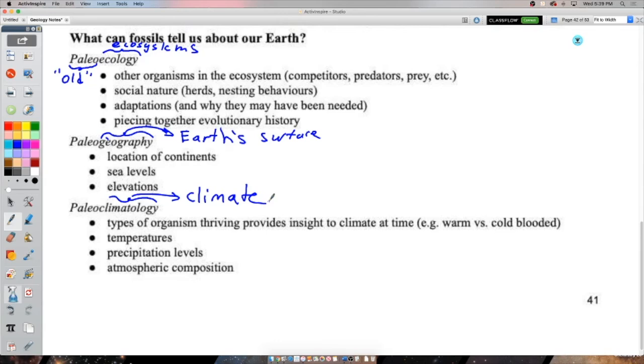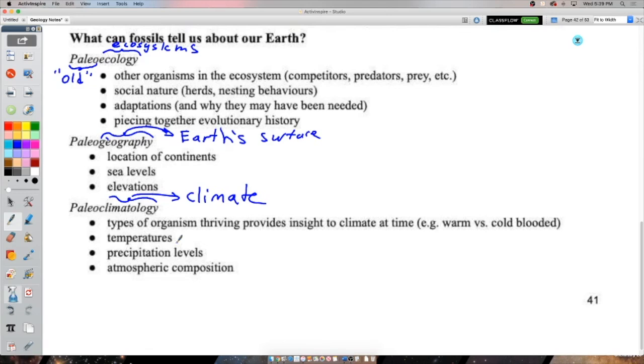So by looking at this time in the history of the Earth, if there were a lot of cold-blooded organisms, we can kind of say, well, the Earth must have been warm then, right? And vice versa, if there's a lot of warm-blooded organisms, we can kind of say, looks like the Earth must have been pretty cold then because warm-blooded organisms were doing way better than cold-blooded, right?